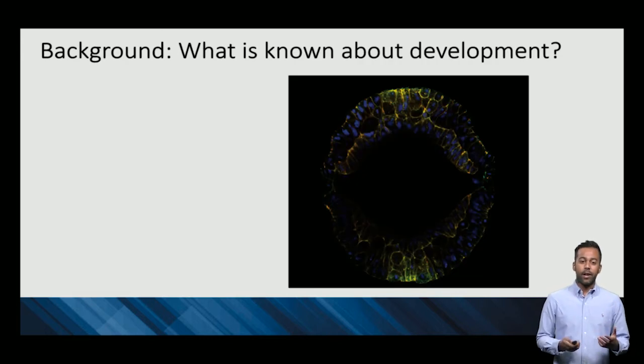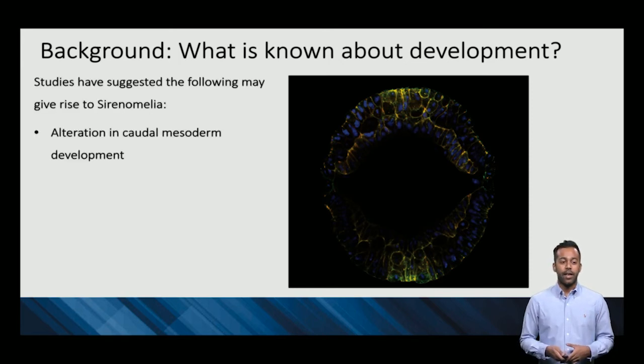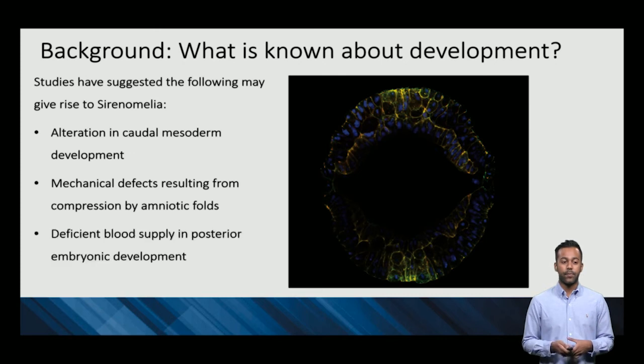Now, I've done a bit of background research on this congenital abnormality by reading some primary research articles or some review articles, and what I found was that there's a few reasons why serenomelia might occur, and it could be due to an alteration in chordomesoderm development. It could be due to some mechanical defects that occur during birth, so when the fetus is developing in the amniotic sac, some compression or folds of the amniotic sac could result in compression of the posterior region of the developing fetus. Or perhaps some sort of ischemic event, so when there's not enough blood reaching the posterior side of the embryo.